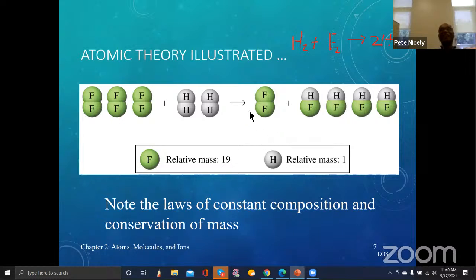In this case, you see no atoms created nor destroyed in this reaction, all right? And therefore, that's basically what's being demonstrated as that part of the atomic theory that we're highlighting here, right? The same number of fluorine atoms that we have on this side is equal to the same number of fluorine atoms we have on the left side, and the same is true for the hydrogen atoms. They're the same on both sides, all right?